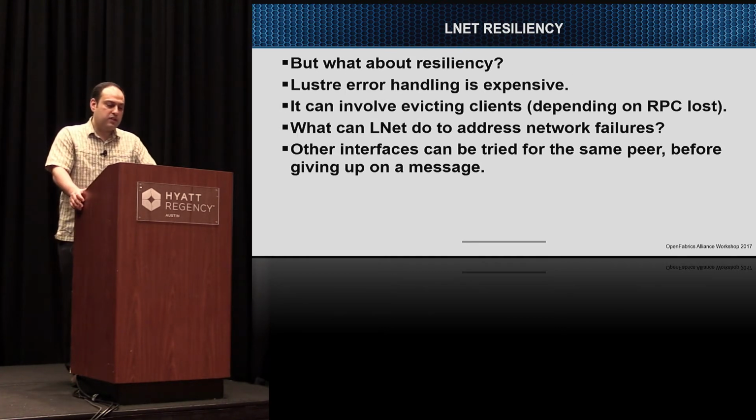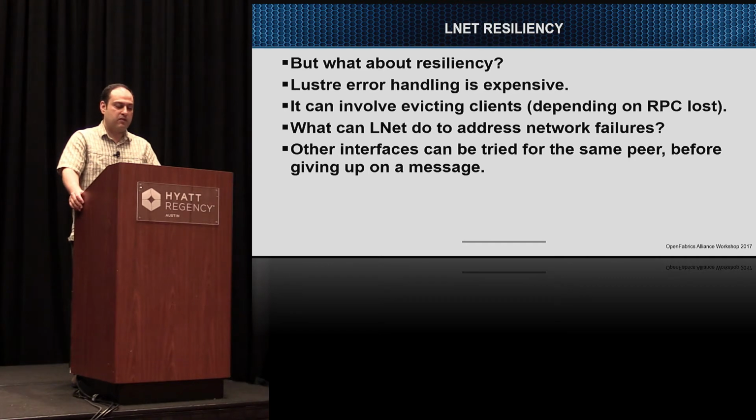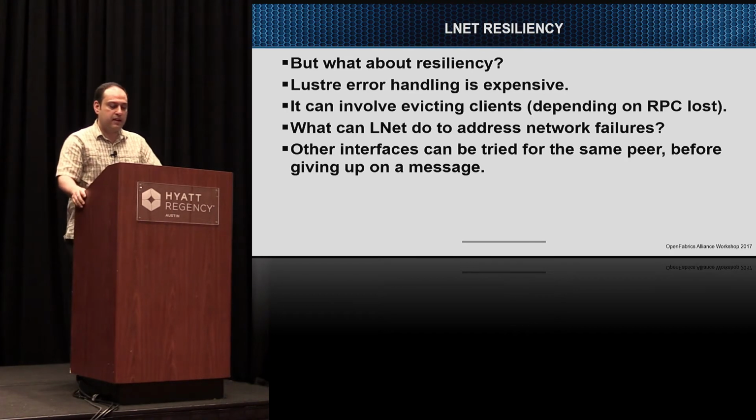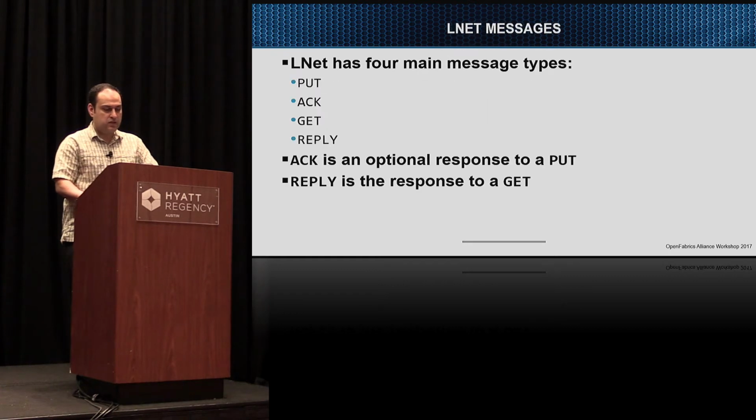So with that, we wanted to also increase the resiliency of the node. Now that we have multiple interfaces, why can't we use all the interfaces to do error recovery? Right now, Lustre error handling is kind of expensive. If there is a failure, depending on which RPC is lost, we can evict the entire client. But if that client is reachable via different interfaces, why can't we try the different interfaces before we declare that message failed? That's when LNET Resiliency comes into play.